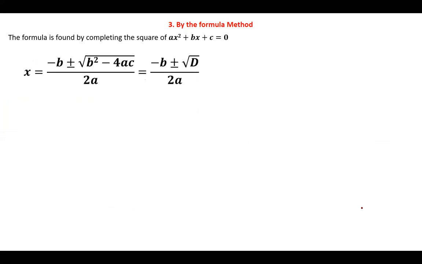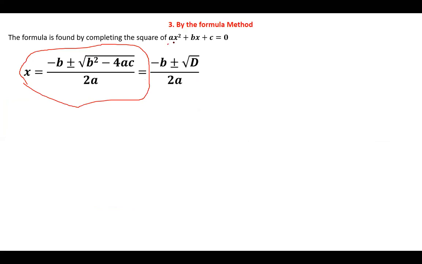Then the last one is just by the formula method. So the formula method, you first take this into consideration: ax squared plus bx plus c being equal to 0, this is the standard form of a quadratic equation. So this is the formula. When you look at this formula, this one is derived using the completing the square method.